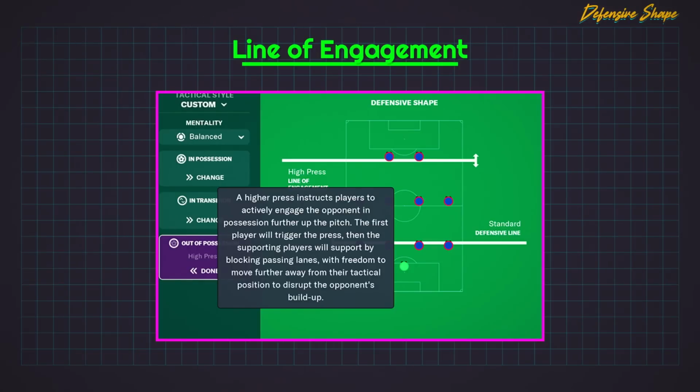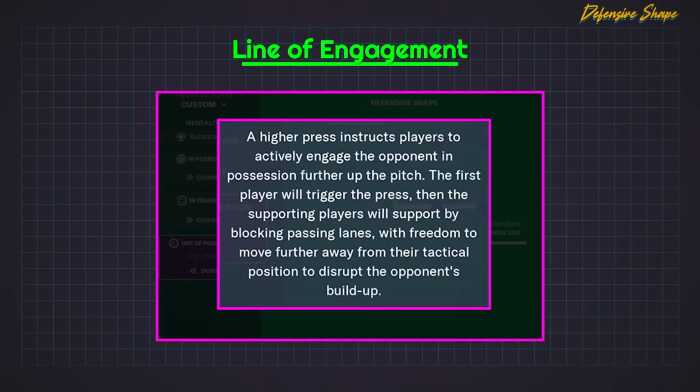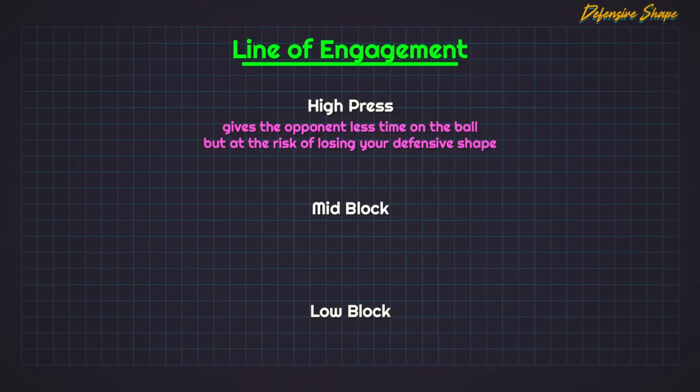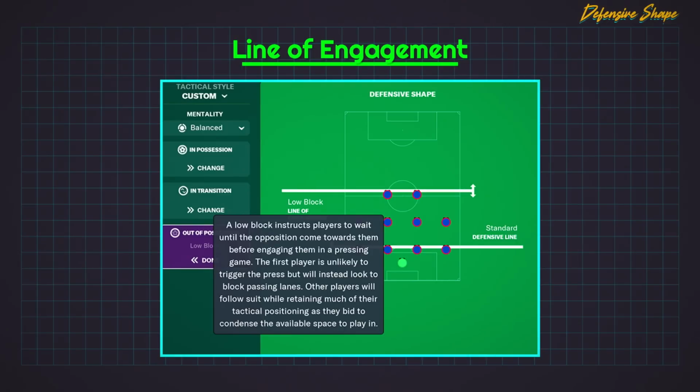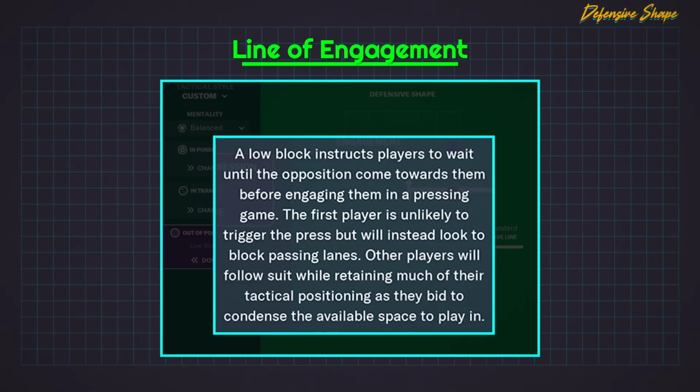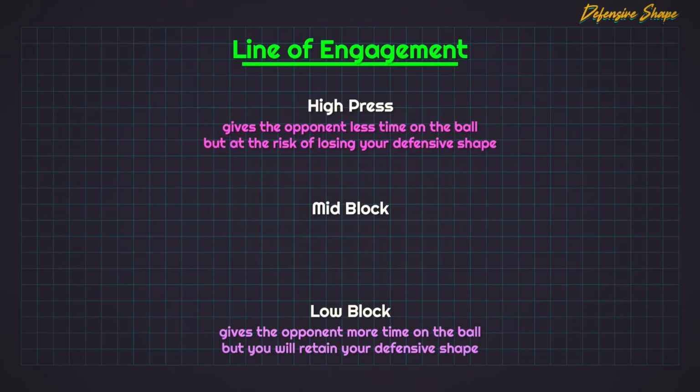A high press will tell your players to engage the opponent further up the field, but the description tells us how they do it. The first player will trigger the press, and then the supporting players look to block the passing lanes. So, a high press gives the opponent less time on the ball, but at the risk of losing your defensive shape. A low block, as the game tells us, instructs your players to sit at the halfway line, and look to focus on blocking passing lanes rather than an aggressive press. The low block gives your opponent more time on the ball, but you will retain your defensive shape and make it more difficult to pass through.